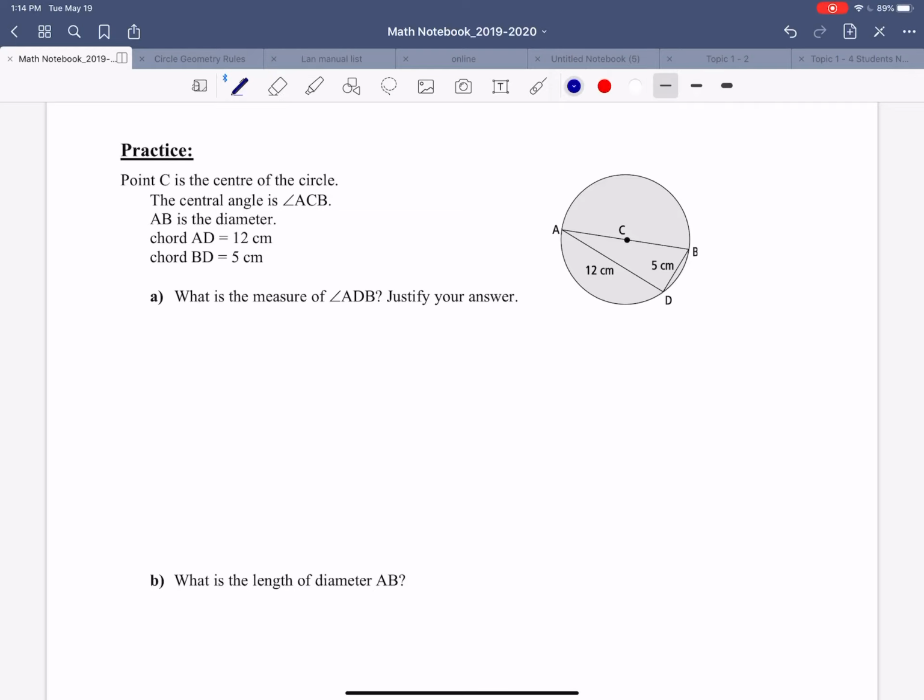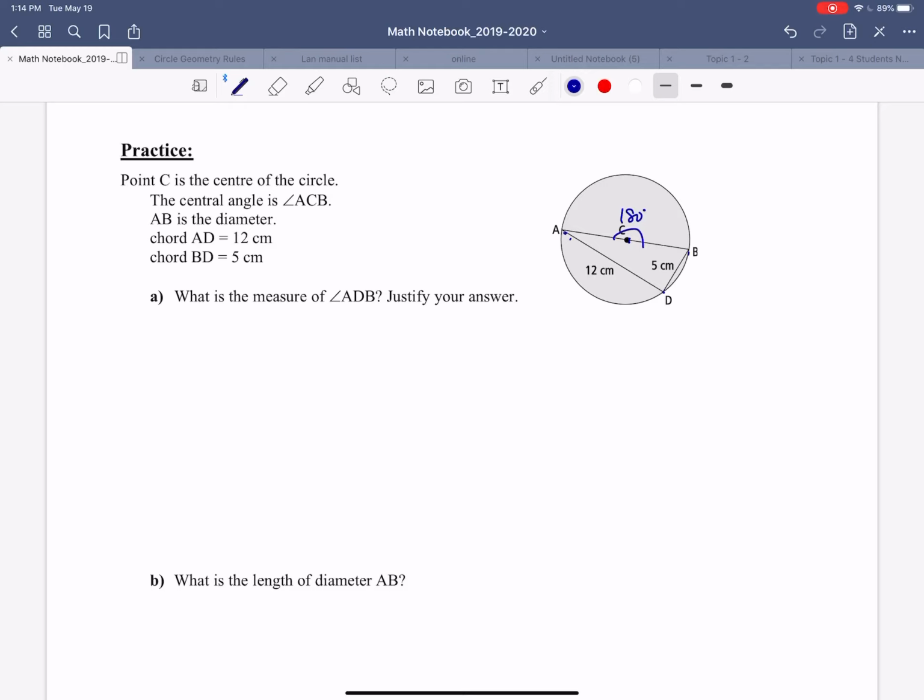So C is the center of the circle, central circle ACB. Okay, so that looks like 90 degrees. AB is a diameter, so of course that's 180 degrees there, just a straight line. Chord AD is 12, BD is 5. What's the measure of ADB?